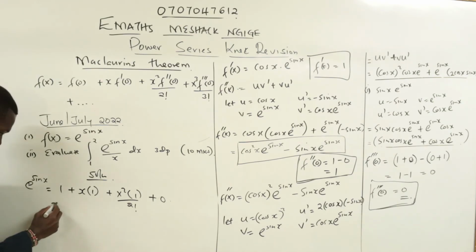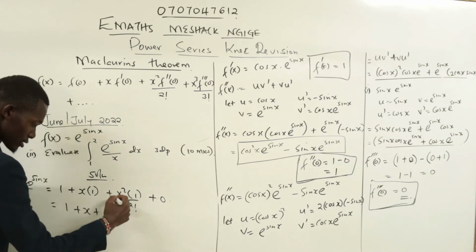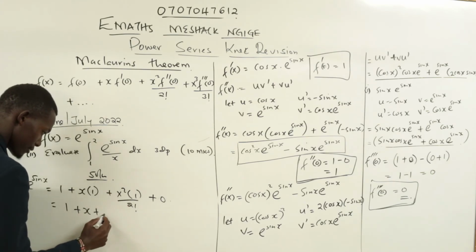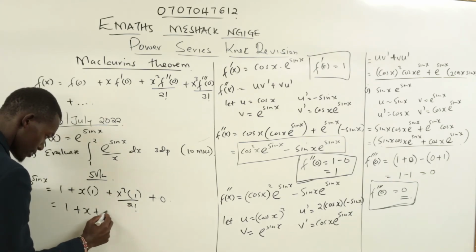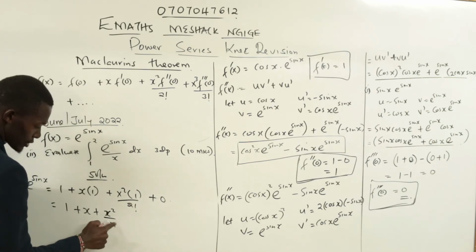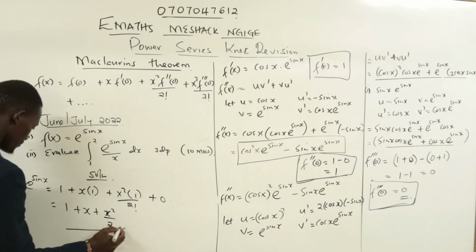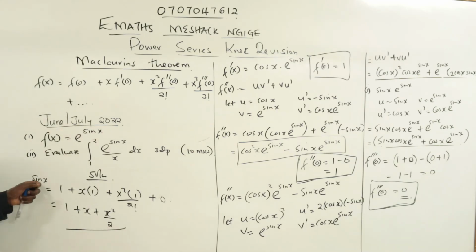Now we can simplify that. We can have 1 plus x plus what? This is 1, so we shall just have 1, which is just x squared at the end of the day. Then over what? Over 2 factorial, which is just 2. So the expansion for e^(sin x), which is just a function of a function, is given by 1 plus x plus x squared over 2.